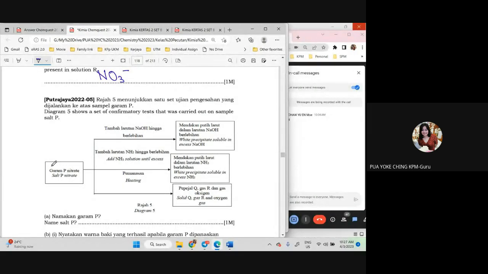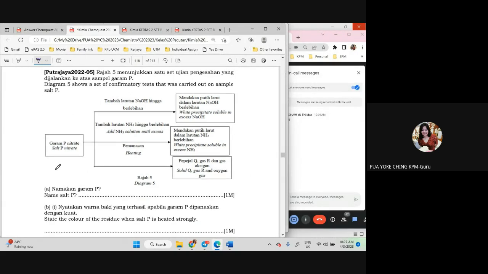Okay. Kita cuba tengok Putrajaya ni. Cuba. What is your P nitrate? Okay, dia dah bagi tahu dia ada nitrate, cuma dia nak tahu what is your P. Siapa P?